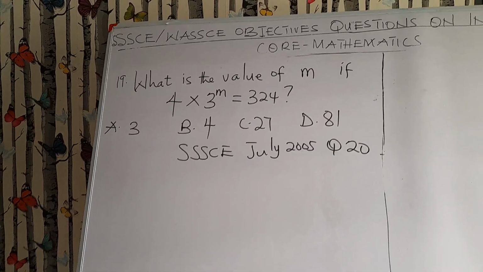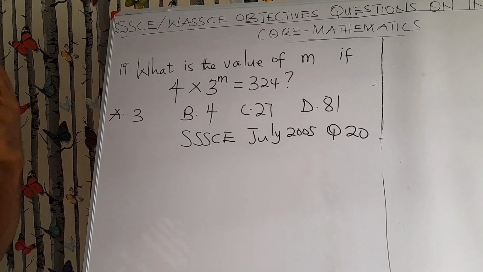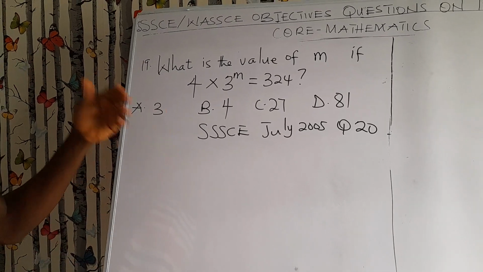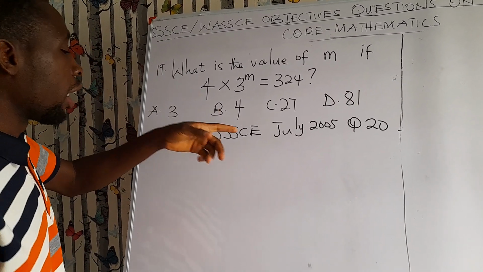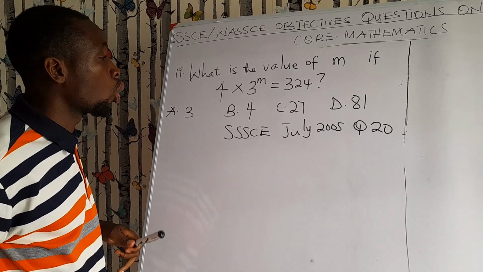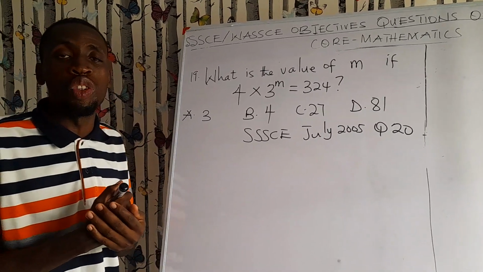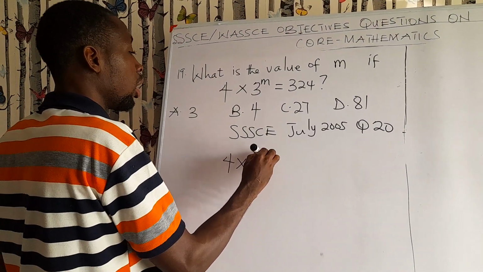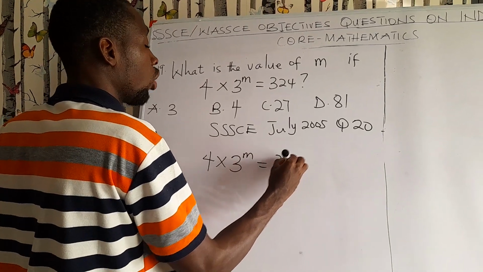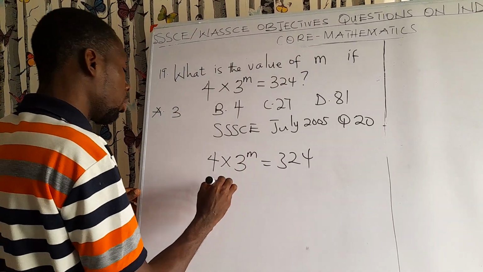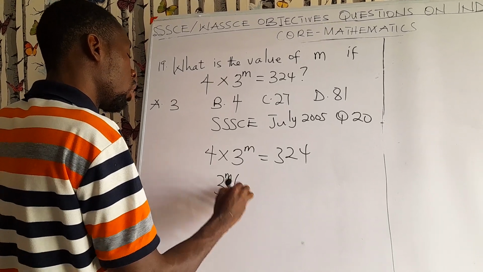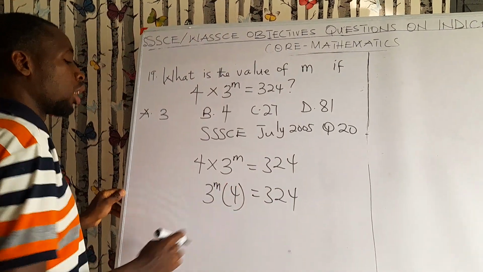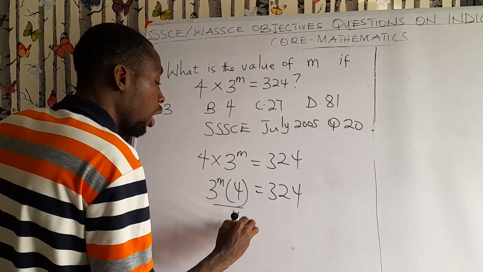Our next stop, question number 19: what is the value of m if 4 times 3 exponent m is equal to 324? The possible answers are given. This is July main exam 2005, objective question number 20. Please pause the video and try solving. So we have 4 times 3 exponent m equal to 324. We need 3 exponent m to stand alone, so we divide both sides by 4.